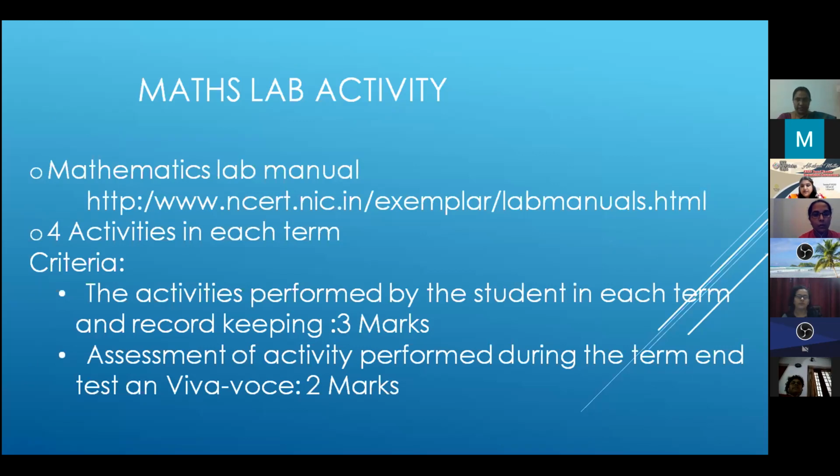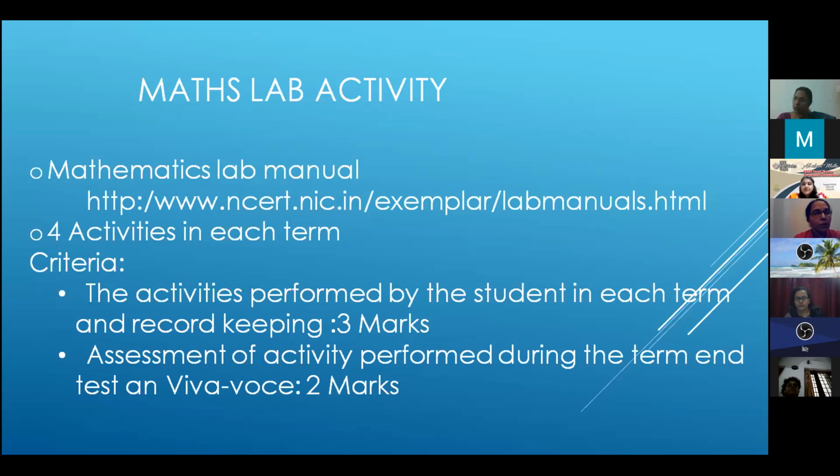Maths lab activity. That is periodic test, nothing to explain and all, we know. But maths lab activity, mathematics lab manual is there, and this is given in our syllabus also. This link is given in our syllabus also. Please open it and go to that lab manual, which is given by CBSE. 4 activities in each term that they have given clearly. Criteria which they have given, that is activities performed by the students and record keeping. That is 3 marks, and assessment and viva total 2 marks.